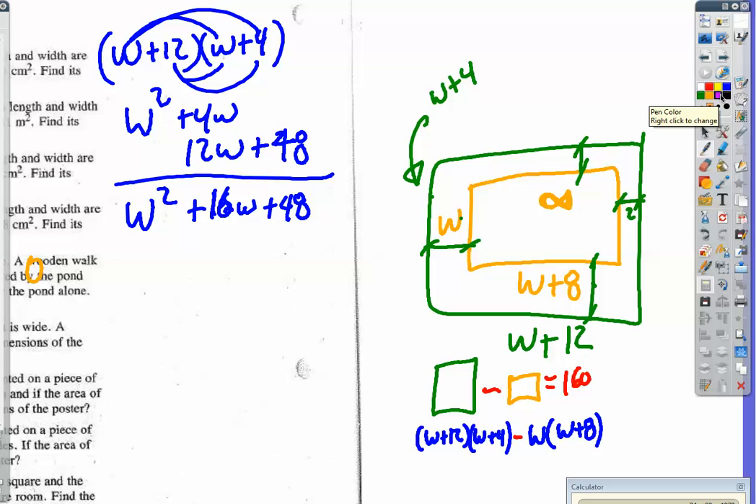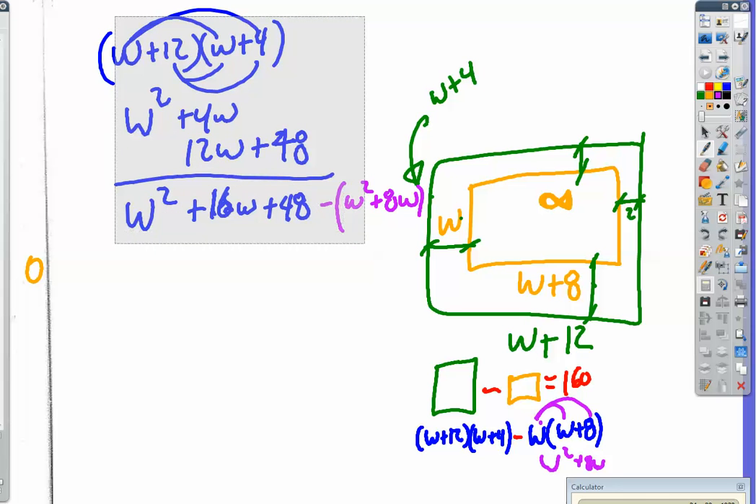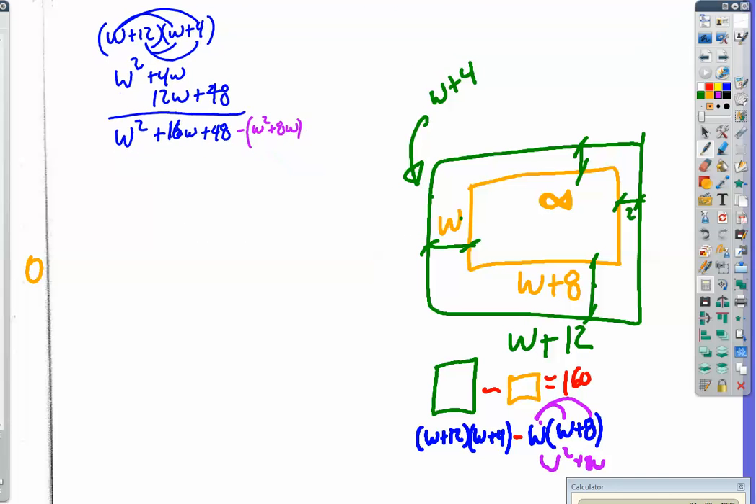And so then my other one, I'm going to do this here. w times w is w squared. w times 8 is 8w. So then I'm going to subtract this whole thing, w squared plus 8w. And that whole thing, watch, this is my favorite part of the board. I'm going to select all of the writing and shrink it. And now I have plenty of room. And now it's all green with envy. So this is going to be equal to my 160.